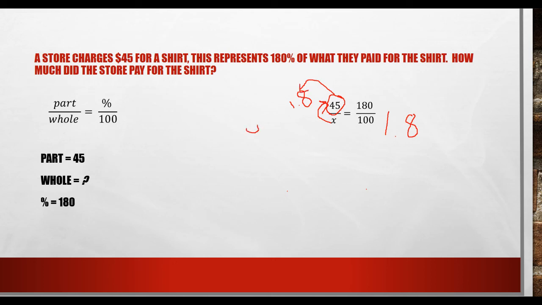What I'm going to do is I'm going to say, okay, well, I know that I multiplied to get that 45. So the opposite of multiplication is division. So I'm going to divide by 1.8. And those scale factors are always pretty easy to get. You can just say 45 over 180 equals X over 100. That's another way to set this up. And so the price that the place paid for the shirt is $25. So they marked it up to $45 to make some profit. So X is $25.